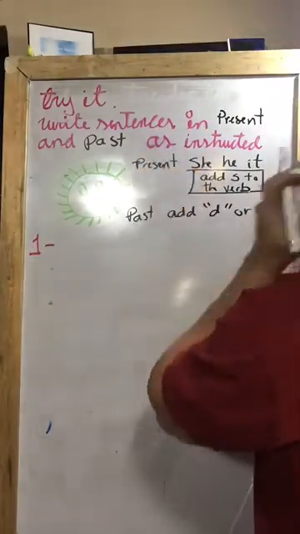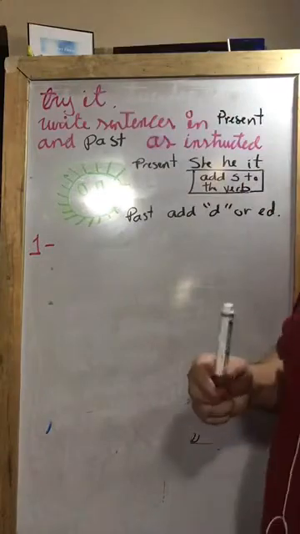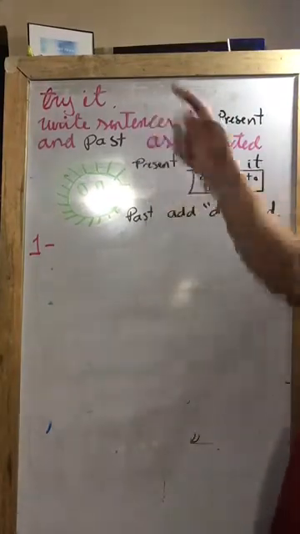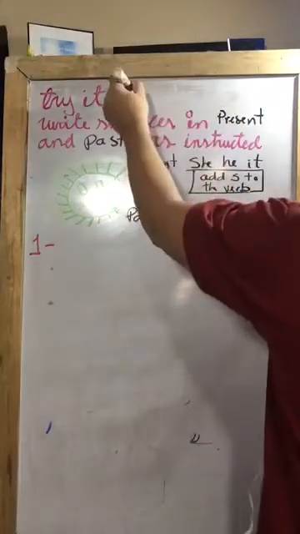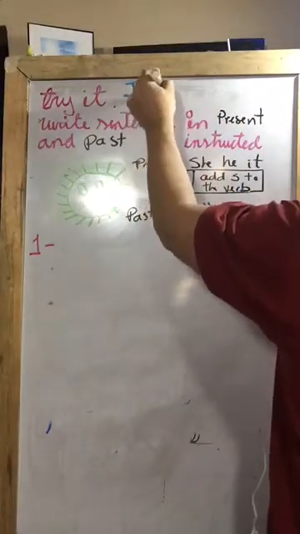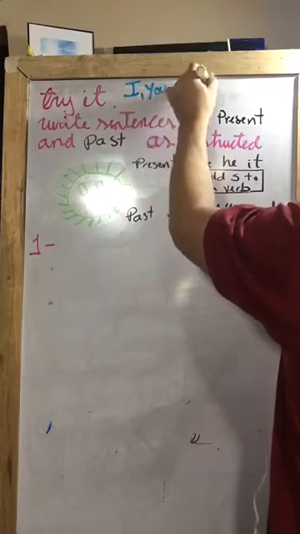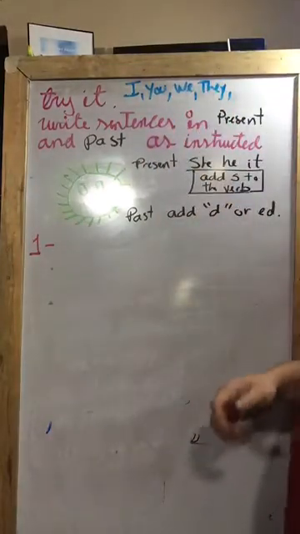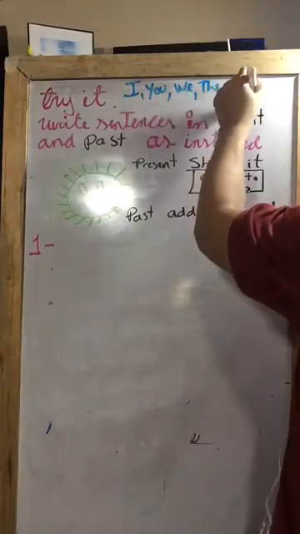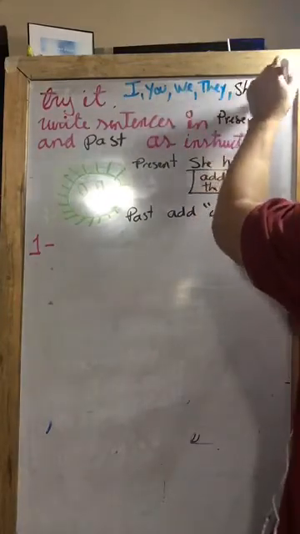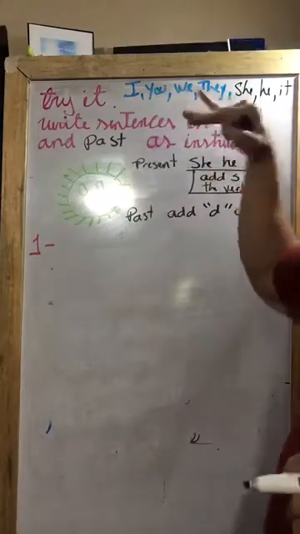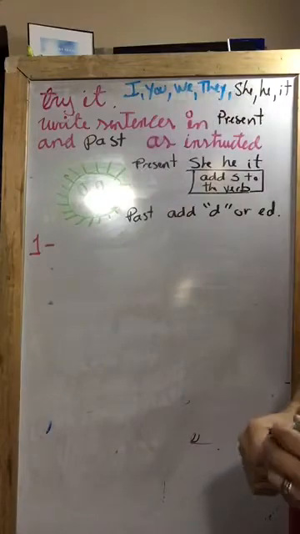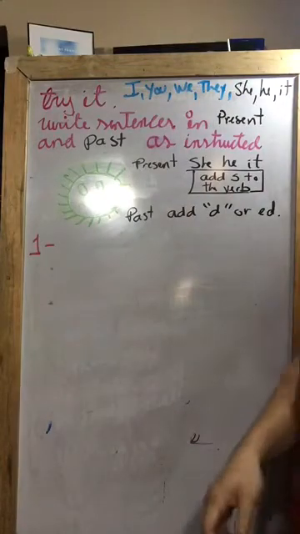Remember, we're using all the subjects, right? So I'm going to write them in here so you have them. I, you, we, and they, because they're all family, and then the last three because they're different: she, he, and it. And all of those are from a different family. So let's do it. Number one.